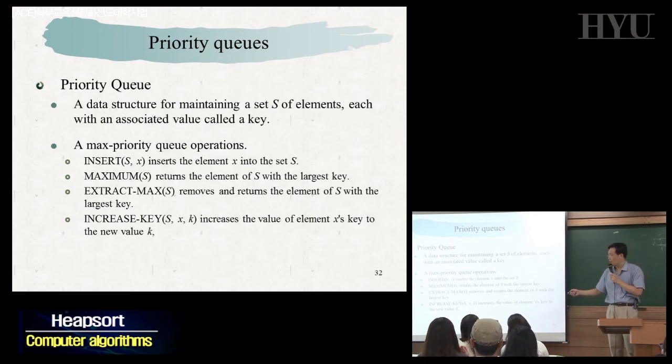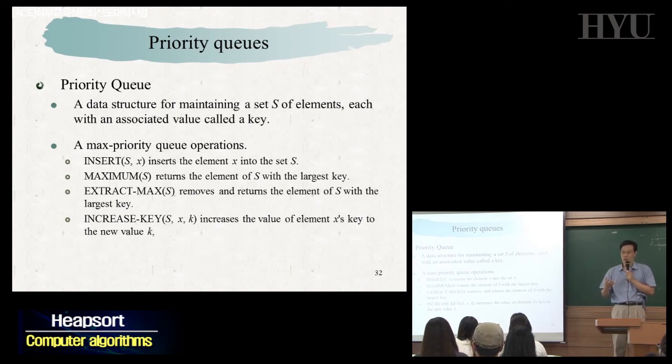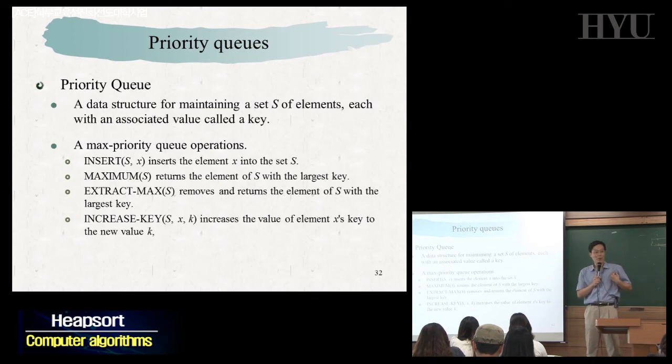And then finally, the priorities of keys can be changed. Usually they are increased. So let me explain them one by one. And assume that we implement those operations using heaps.